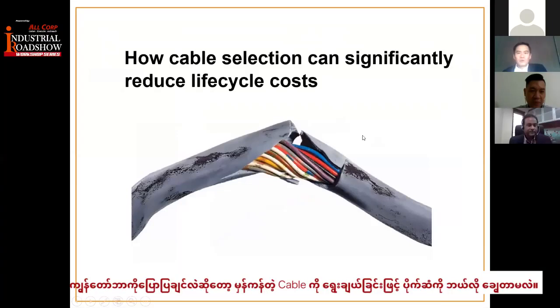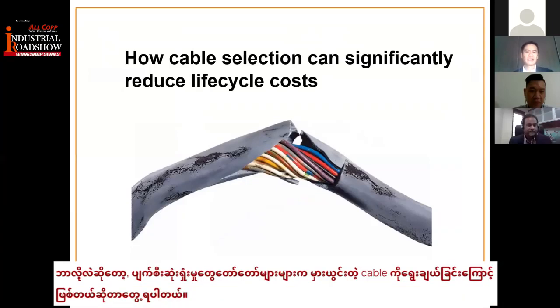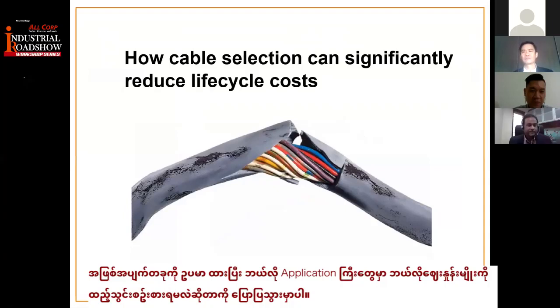What I would like to share is how you're going to save your money in terms of choosing the right cable, because many times a wrong selection of cables will cause a lot of damages. And I'll show you one case example of what kind of cost you're looking at due to some implications.